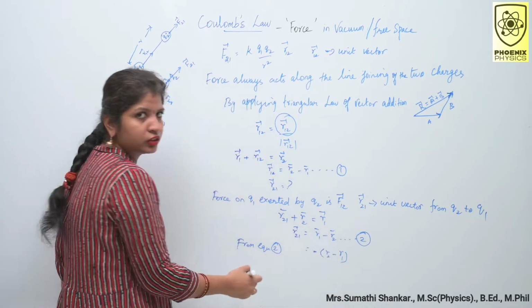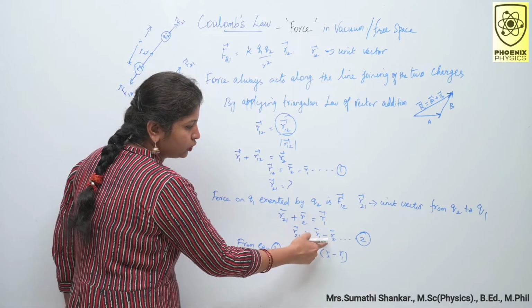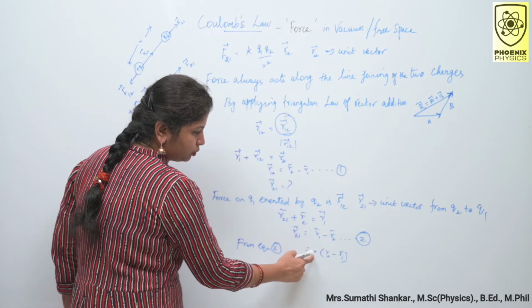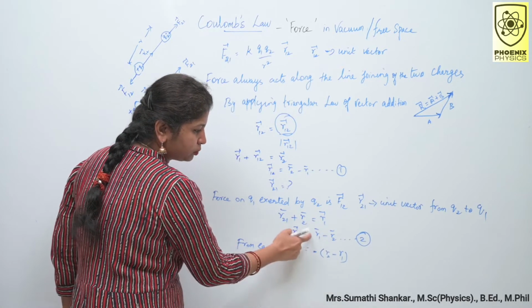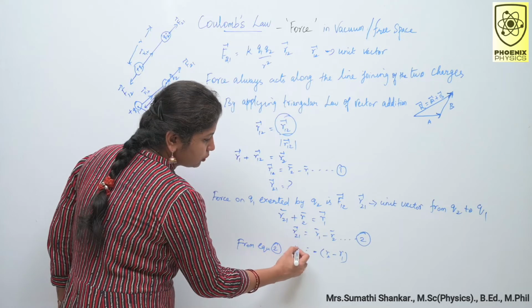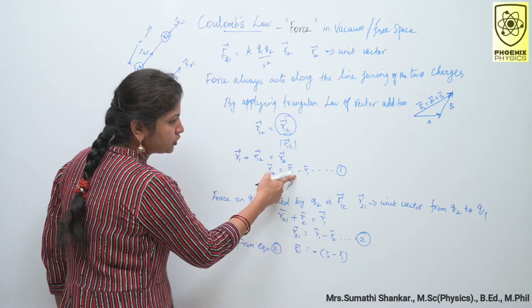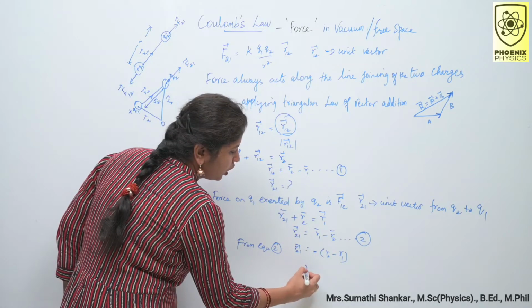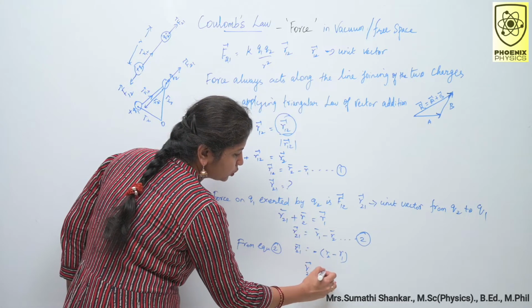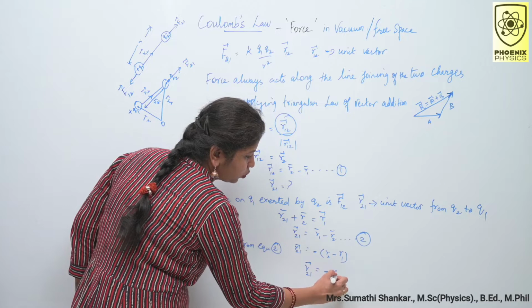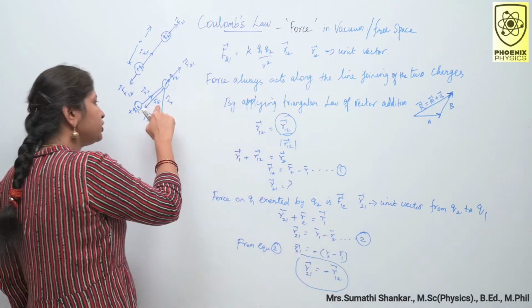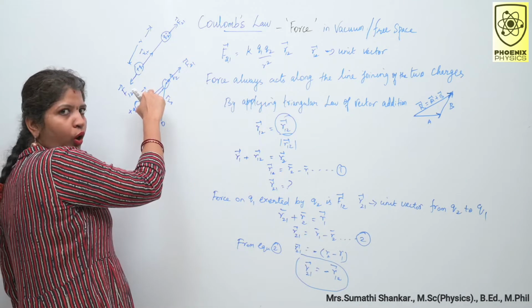You can rearrange this equation like this. You take minus outside, so minus R2, minus into minus plus R1. Okay, so this is my R21. So what is this R2 minus R1? This is nothing but R12. So R21 is equal to minus of R12. R21 is just opposite to R12.